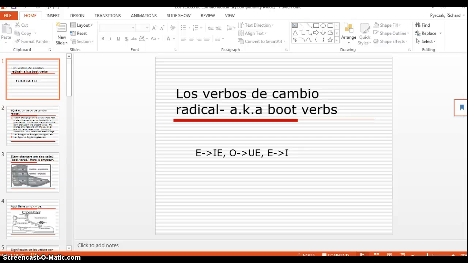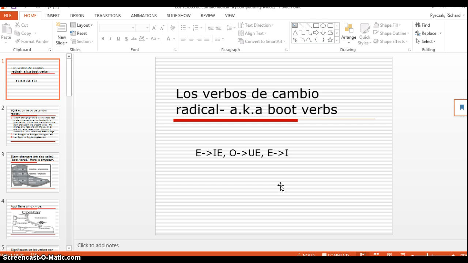Hola amigos, esta noche vamos a hablar de los verbos de cambio radical o los verbos con cambios en la raíz. Okay, tonight we're going to talk about boot verbs or stem changing verbs. So, as usual, have a piece of paper handy to do the exercises in the presentation and just follow along.